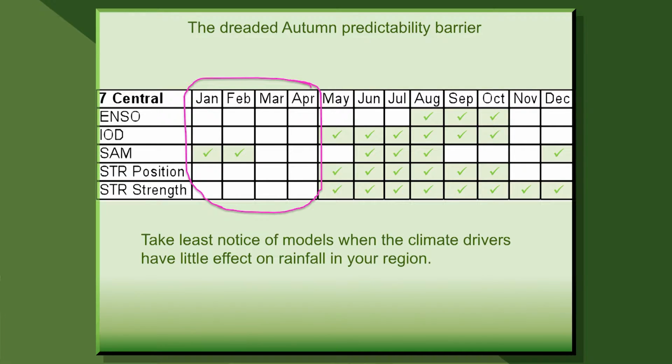So take least notice of models when they're making predictions at a time where those particular climate drivers don't affect your rainfall, or if they do, it's very hard to tell from a year where they're doing nothing.